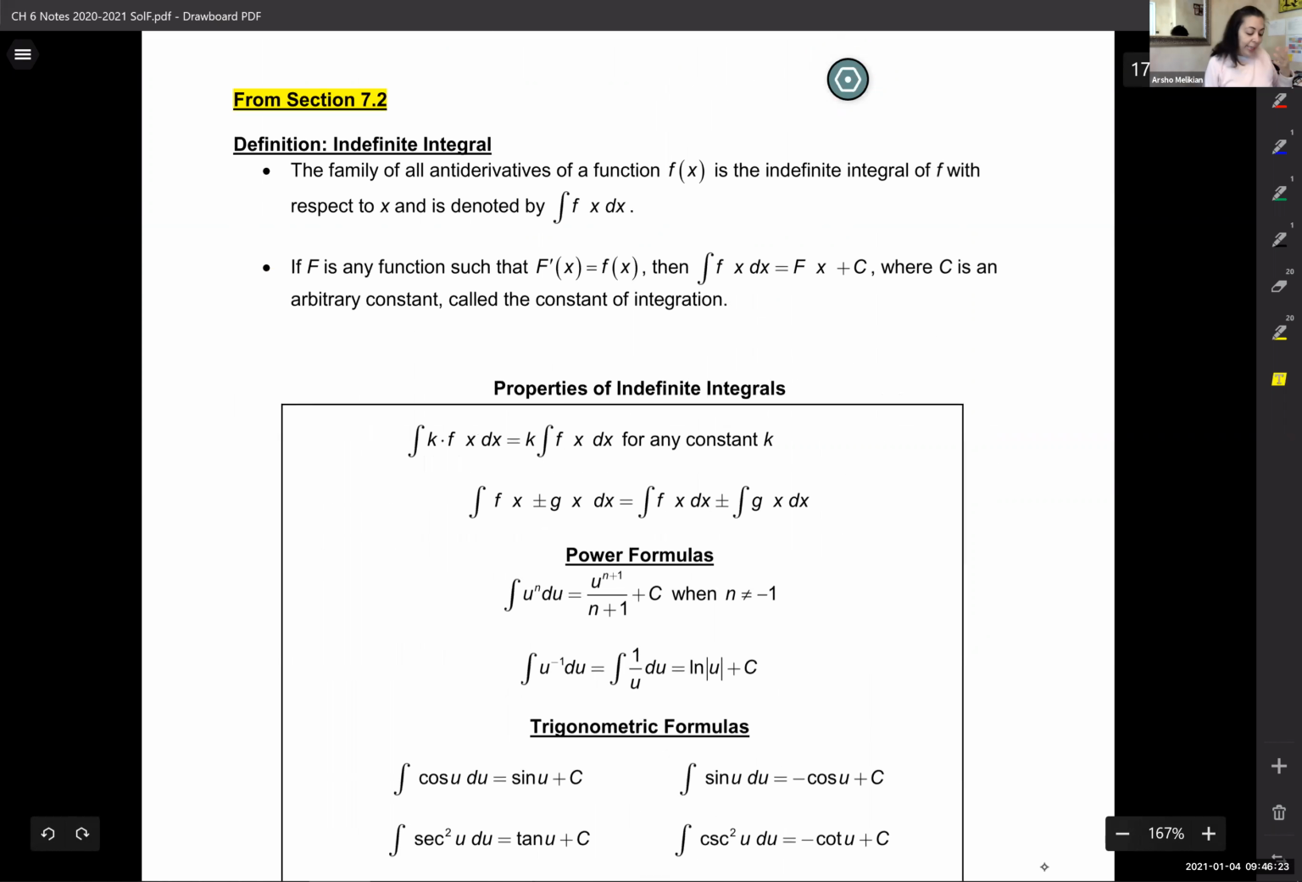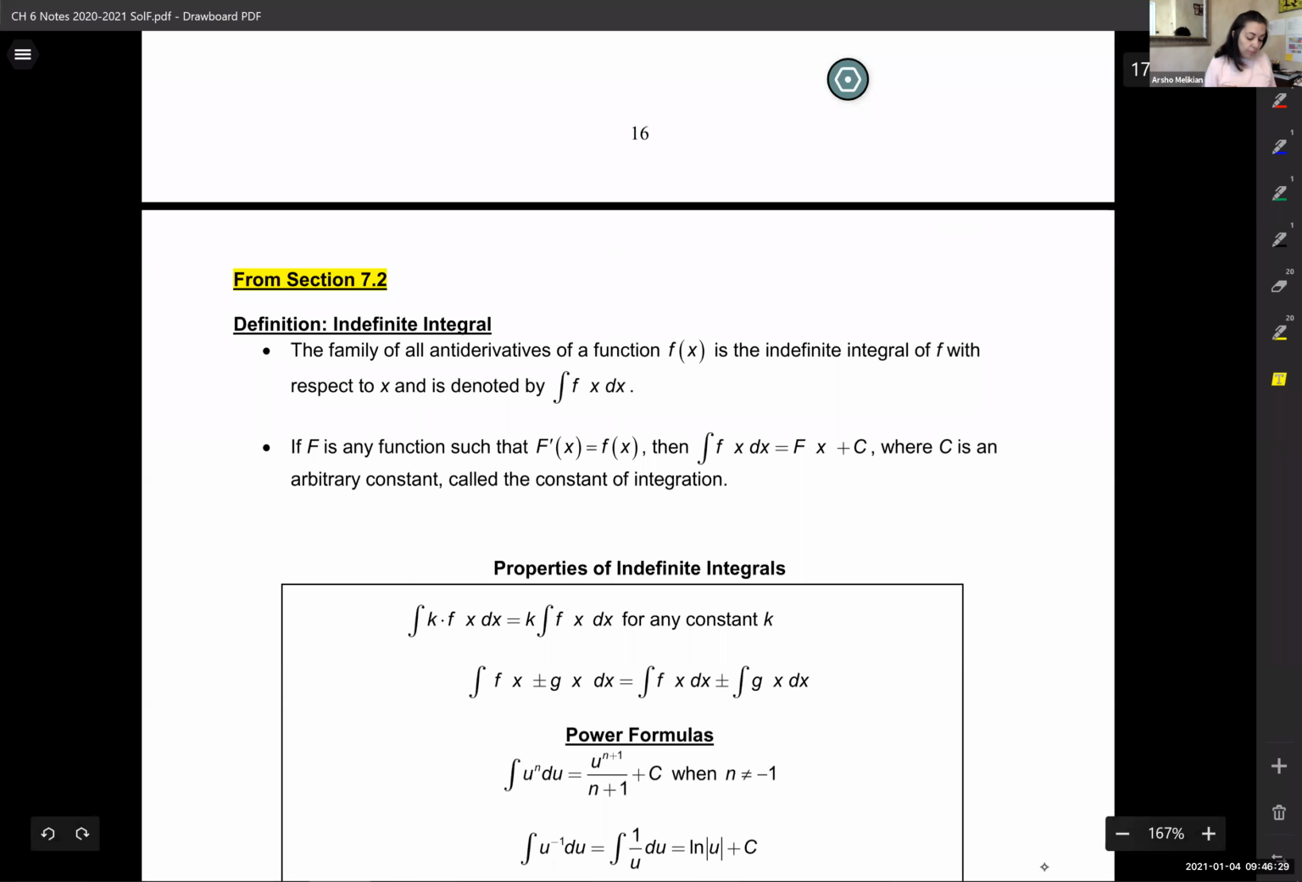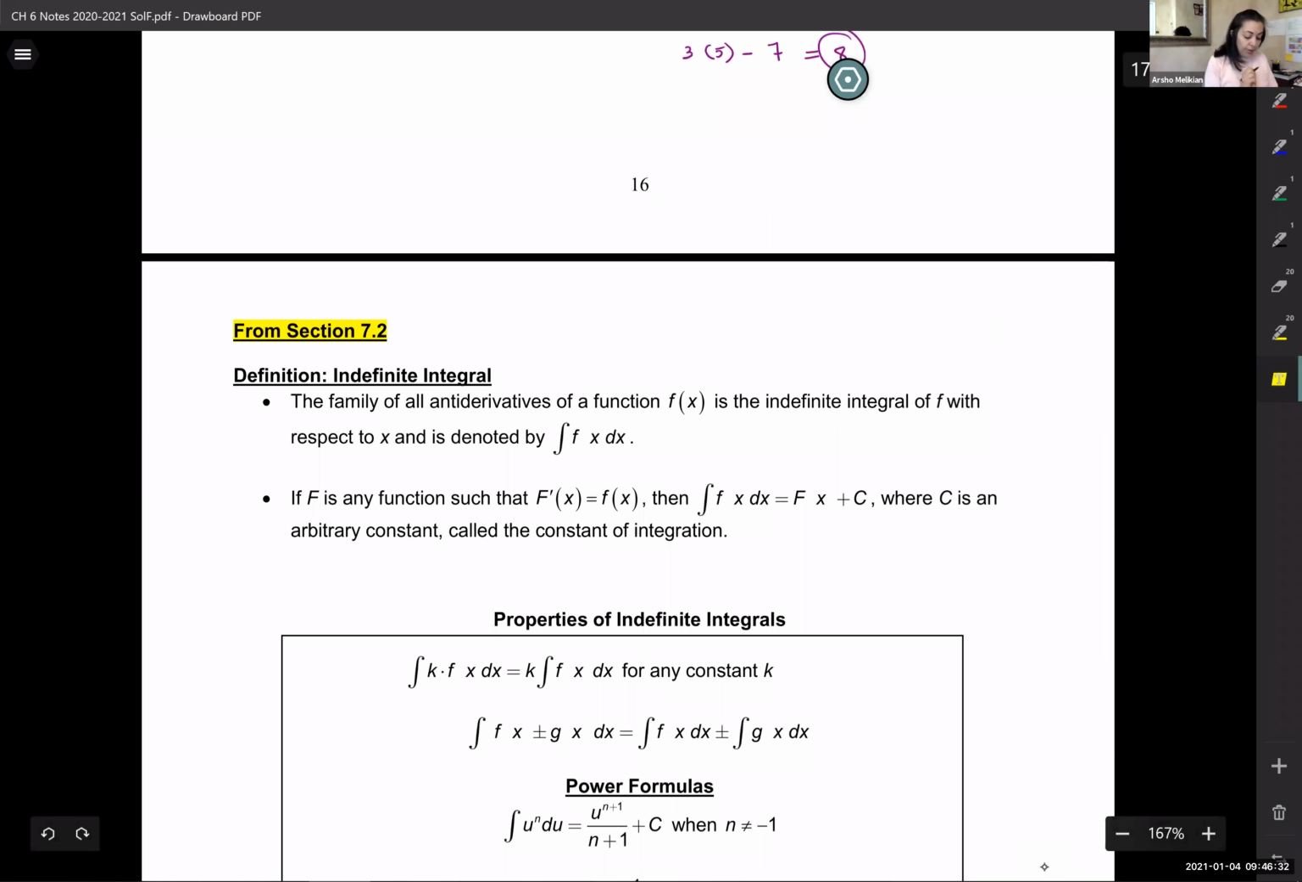So let's talk about what an indefinite integral is. An indefinite integral is the family of all antiderivatives of a function. Okay? All right. So let's talk about this for a minute. Suppose you have f of x is, I don't know, x squared, right? Okay. What's f prime of x? We know this. It's 2x, right? That's the derivative, correct?